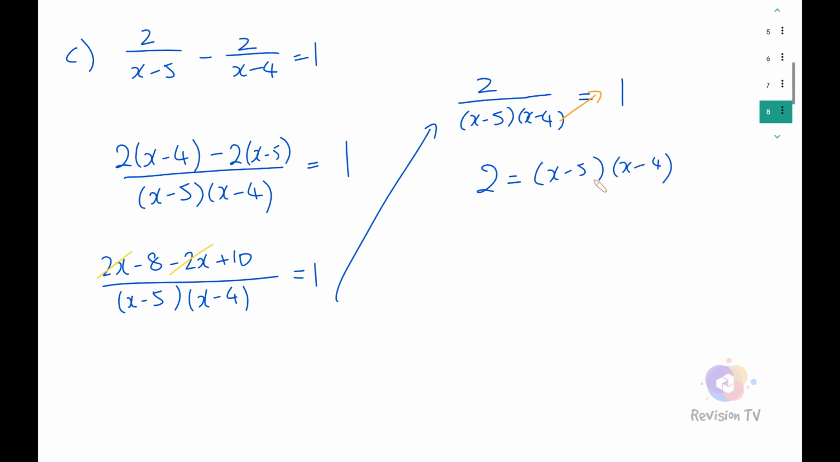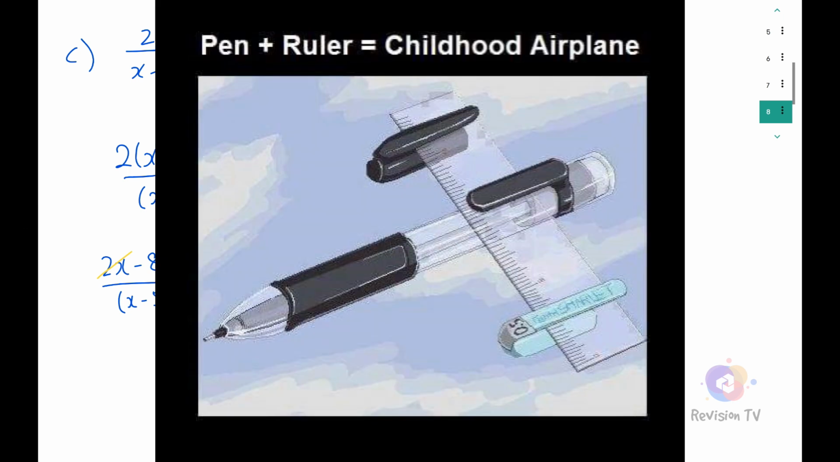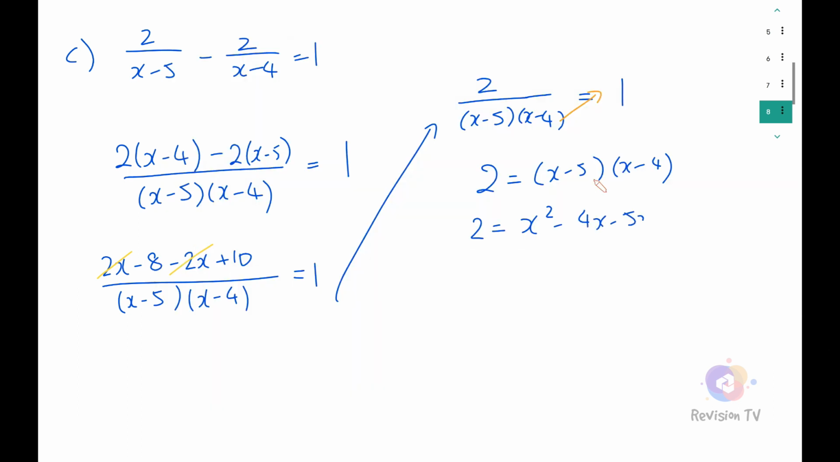This is now where we can expand the bracket, because otherwise we've got nothing to do other than playing with the brackets. So it's like you in an exam when you've got nothing to do after you finish the test. What do you do? You play with the stationery. x times x is x squared, minus 4x minus 5x plus 20. So in here, 2 equals x squared minus 9x plus 20.